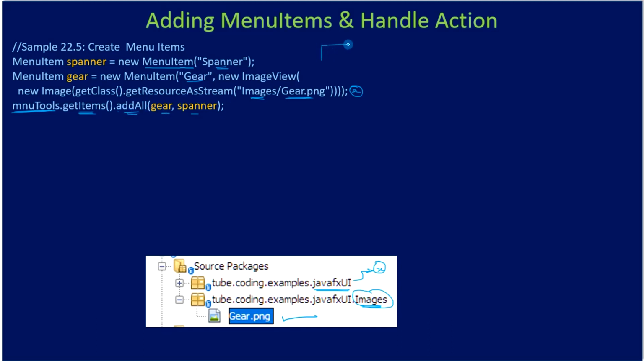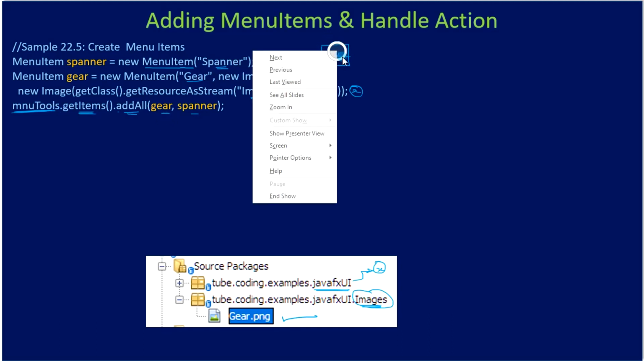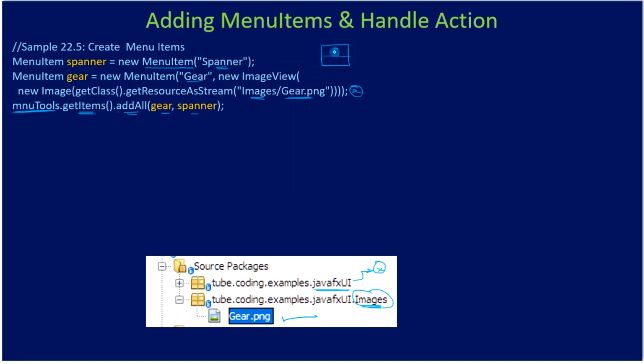That means when the user clicks the Tools menu, it displays two menu items. The first item will be the gear, and the second item will be spanner, and gear will have an icon.